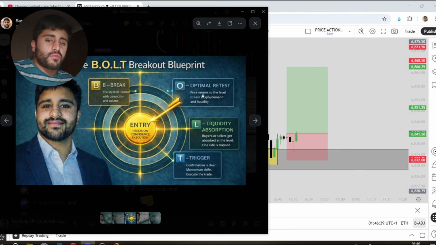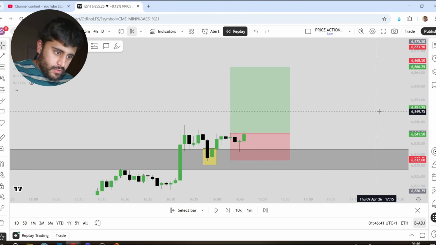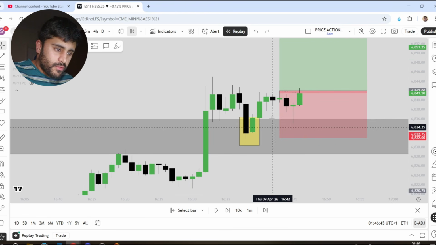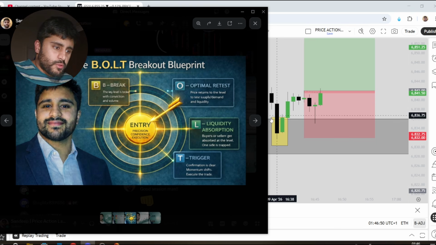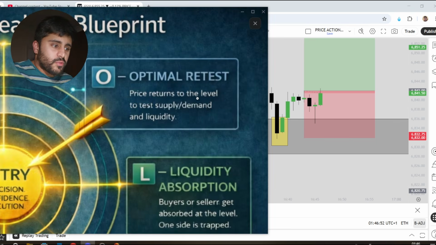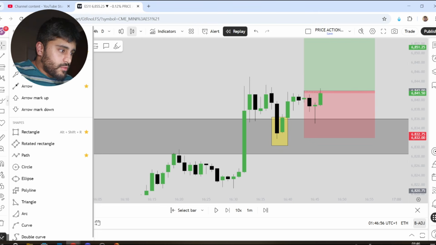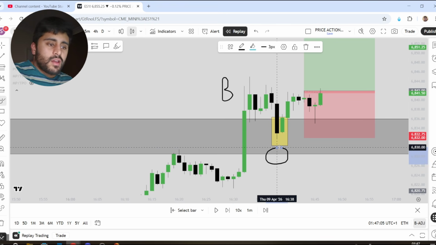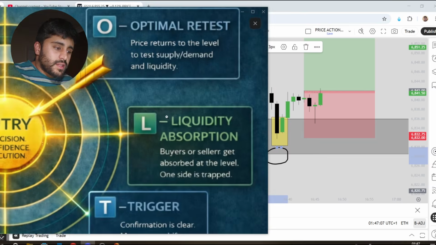So break, optimal retest. So this, in other words, stands for this bit here. So this bit is the optimal retest area. And so what that means is price returns to the level of supply/demand. So here we see break, that's the B. Now we see the optimal retest, that's O, right? Now what we're looking for, L, is the liquidity absorption, or in other words, absorption, right?